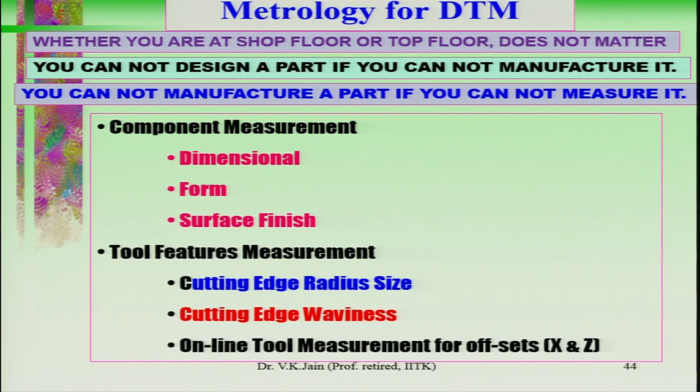In the same way, you cannot manufacture a part if you cannot measure it. As I just told you in this lecture, you are making it and getting, say, a surface roughness of 2 nanometer Ra value, but if you cannot measure it, you really do not know whether it is 2 nanometer or 200 nanometer, and if you cannot decide this, then there is no sense in saying that I have made this particular part.